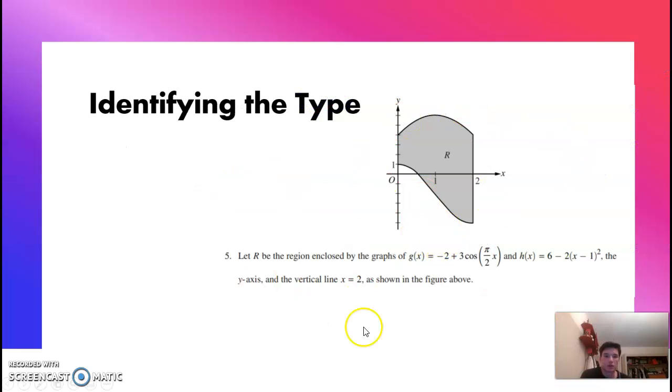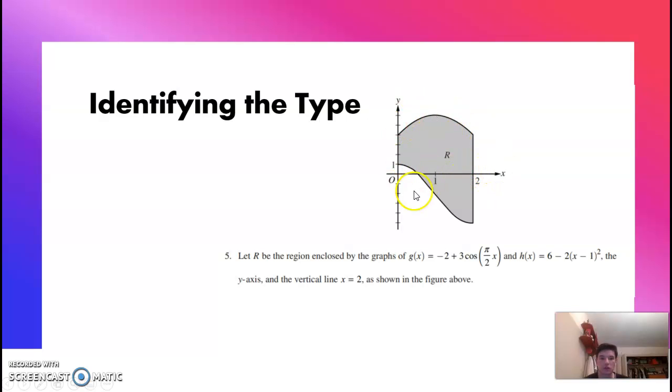So here's the question. Let R be the region enclosed by the graphs of g of x equals -2 plus 3 cosine of pi over 2 x, and h of x equals 6 minus 2 times the quantity of x minus 1 squared, the y-axis, and the vertical line x equals 2.